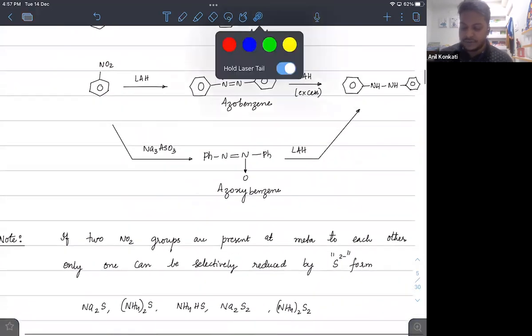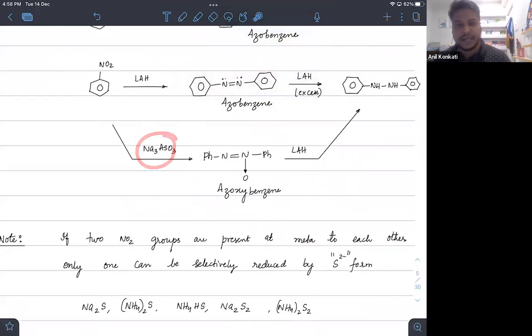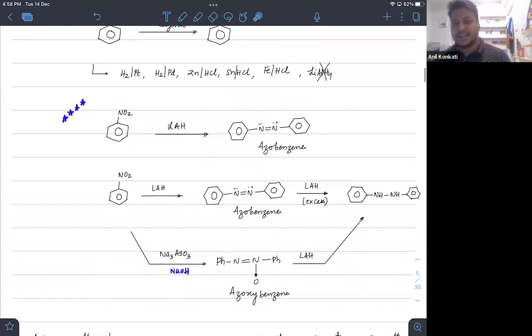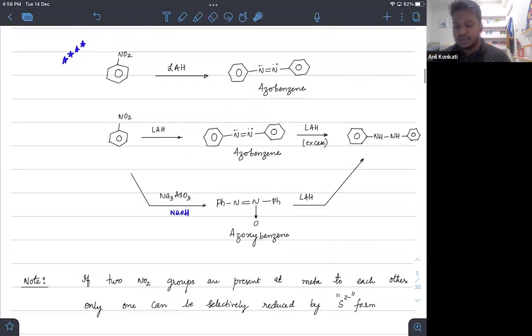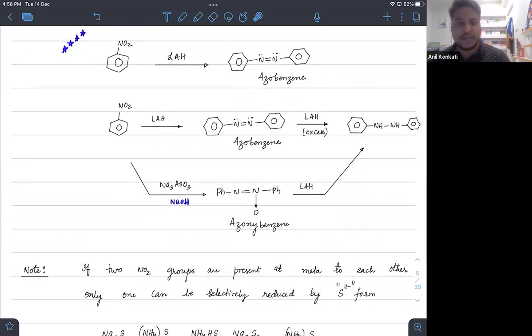In case you have sodium arsenite, Na3AsO3, in NaOH here, in that case also you will have azoxybenzene. So in this case it is azoxybenzene, that is, azobenzene with an oxygen present on one of the nitrogens, so it will become azoxybenzene. Okay, so you will have to memorize this a bit. So there are no mechanisms that are important here. You just need to know what product you would get in what case.